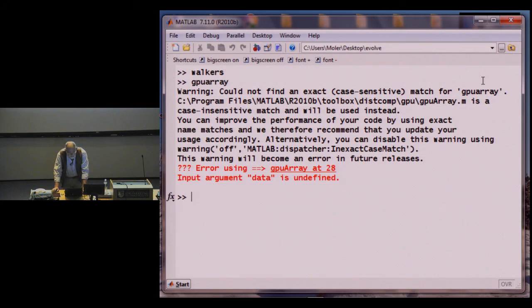Anyway, so we have something called GPU array in the latest MATLAB, which creates an array on the GPU, but there's not much you can do with it yet once it's over there. So that's something we have to develop. So multi-core, forget about GPUs. How do we just use all these cores on these machines? That's something we're beginning to develop.